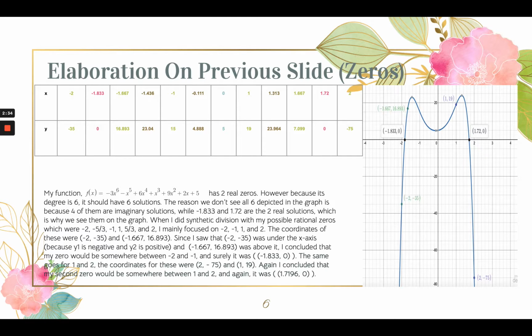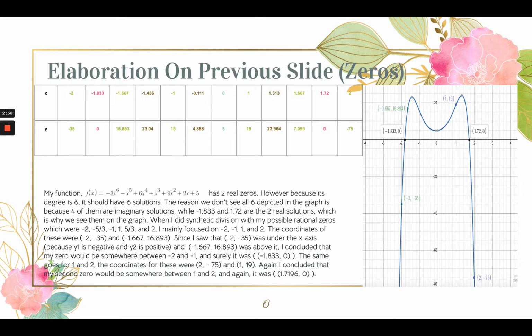Elaboration of previous slide. My function has 2 real zeros. However, because its degree is 6, it should have 6 solutions. The reason we don't see all 6 depicted in the graph is because 4 of them are imaginary solutions, while negative 1.833 and 1.72 are 2 real solutions, which is why we see them on the graph.